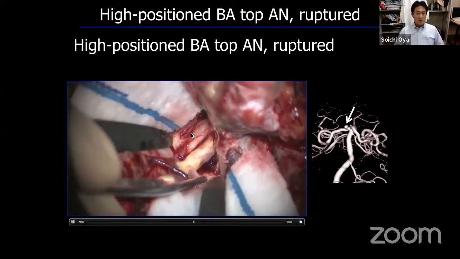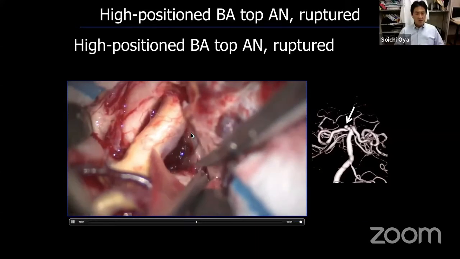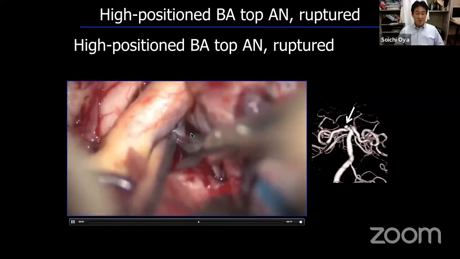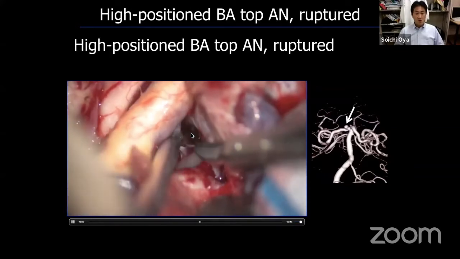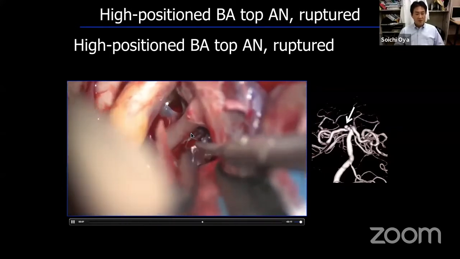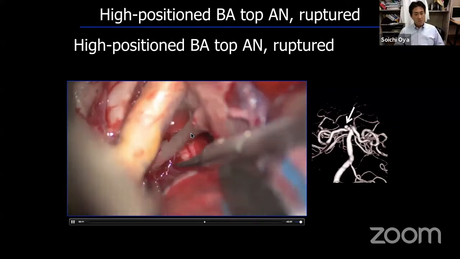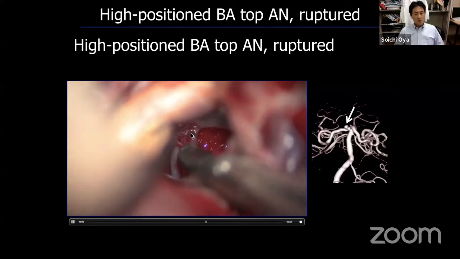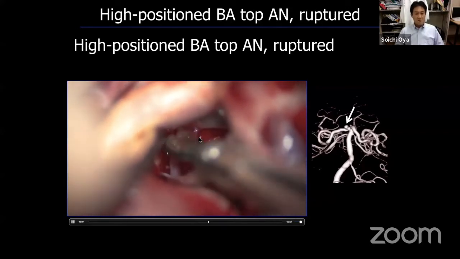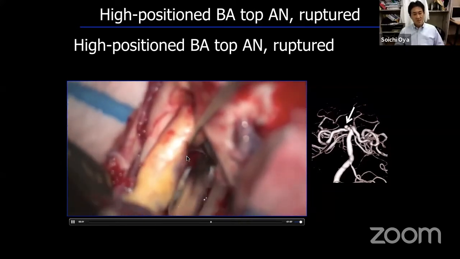Now I'm starting to retract the temporal lobe posteriorly. The next step is cutting the thick arachnoid membrane covering the oculomotor nerve. By doing this, you can untether the temporal lobe, and also you can free the oculomotor nerve. And this is the ipsilateral SCA, basilar trunk here. Now I'm retracting the ICA like this.